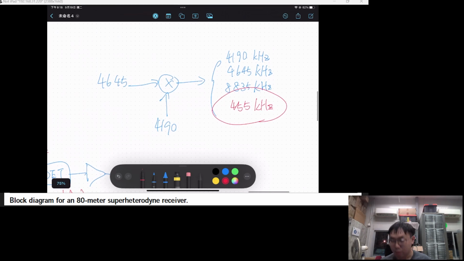So you now see the problem. If you have a very strong signal at 4,645 kilohertz, it will also generate the intermediate frequency at 455 kilohertz. That's why it will cause interference, which we call mirror image interference. Okay? So this is the term. If they really ask you in the exam, you have to memorize it.